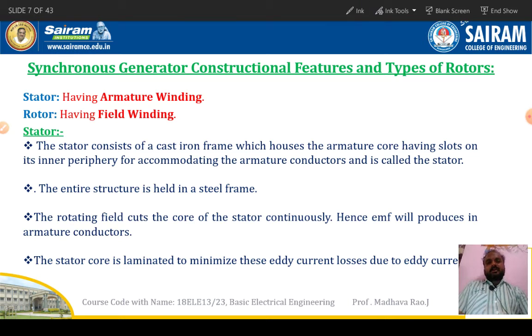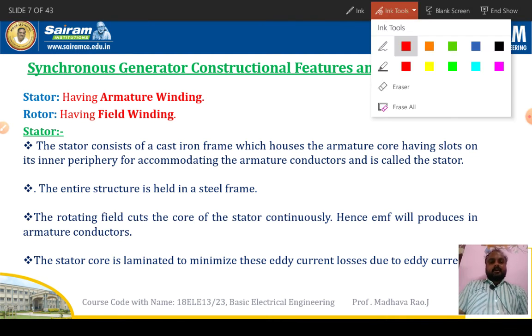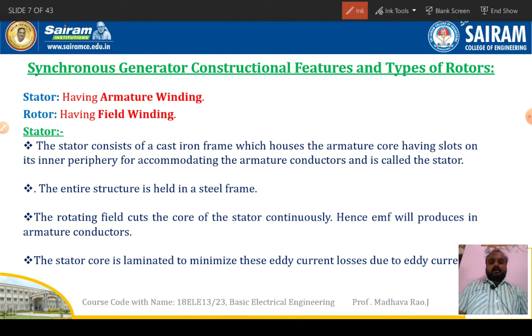Once the synchronous generator starts rotating, losses are produced. These losses are of two types: one is core losses, or iron losses, and the second is copper losses. Core losses are again of two types: hysteresis and eddy current losses. How do we minimize the core losses? By laminating the core of the synchronous generator, we minimize the eddy current losses.